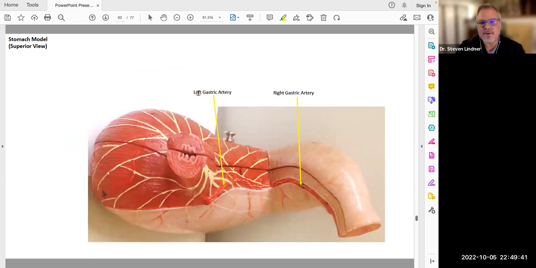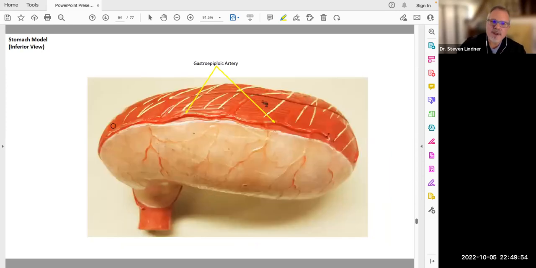This is just another view of the stomach showing left gastric and right gastric coming together to bring oxygen and nutrients to the lesser curvature of the stomach. This is the greater curvature of the stomach, which gets a different blood supply. I'm not going to hold you accountable for that one.